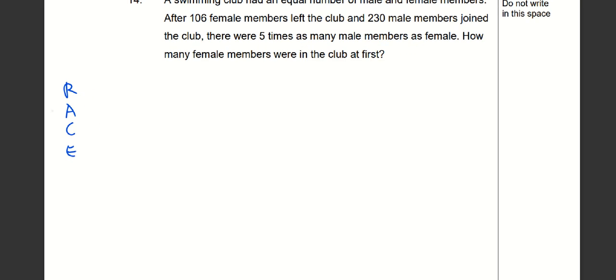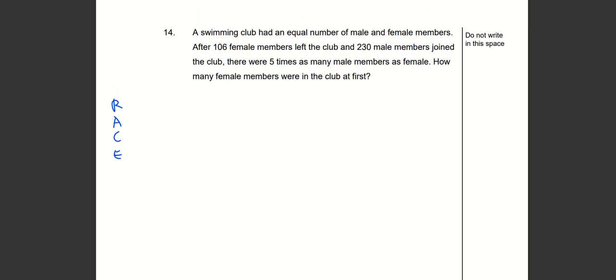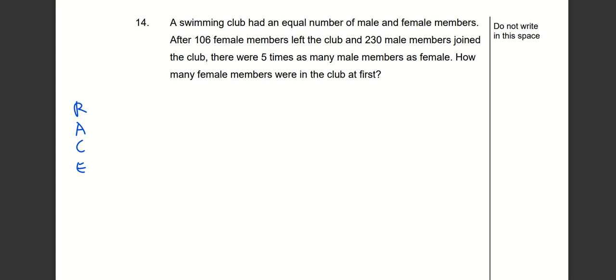A swimming club had an equal number of male and female members. After 106 female members left the club and 230 male members joined the club, there were 5 times as many male members as female. How many female members were in the club at first?